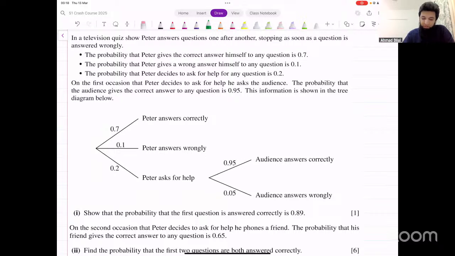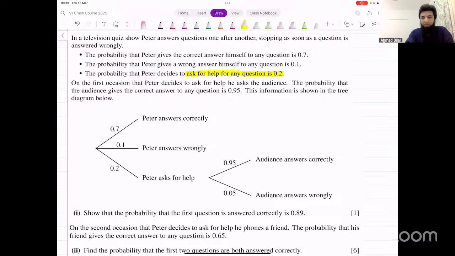So you have this show in which Peter is answering questions, and he stops as soon as he gets one question wrong. Okay, so he loses, or the game stops as soon as he gets one question wrong. The probability that Peter gives the correct answer himself to any question is 0.7. The probability that he gives the wrong answer himself to any question is 0.1. And the probability that he decides to ask for help for any question is 0.2.